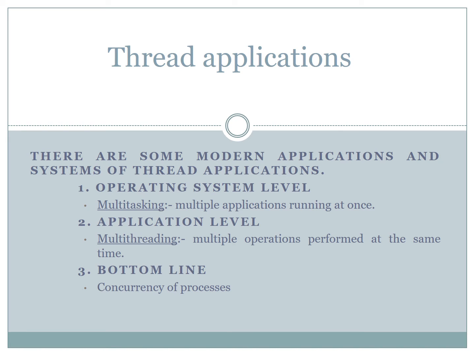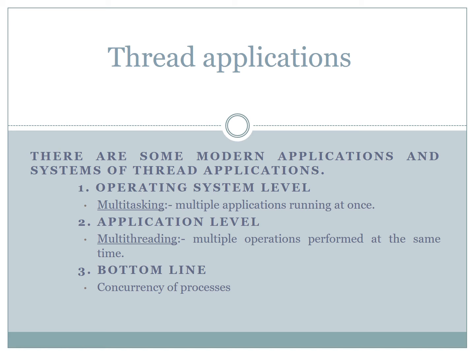It is at operating system level, application level, bottom line. Suppose in a mobile phone you are watching a video on YouTube and at the same time you are chatting with your friends, so it is multitasking. And at the application level it is multi-threading, like multiple operations performed at the same time. We are going to discuss multi-threading later on the slides.